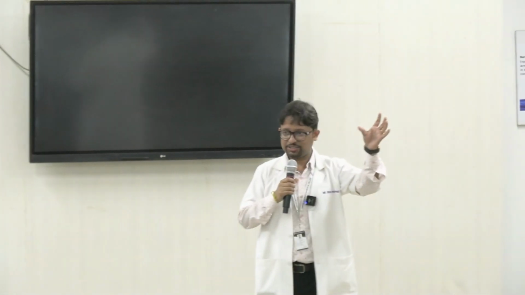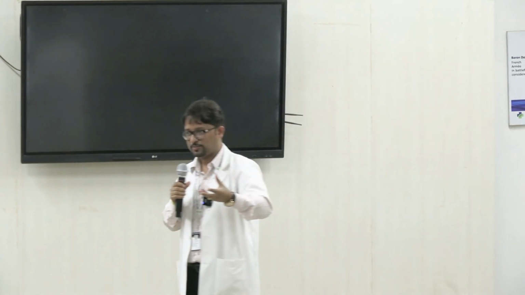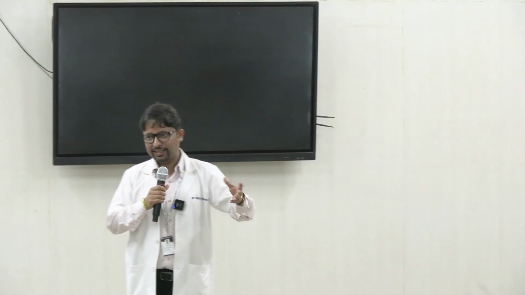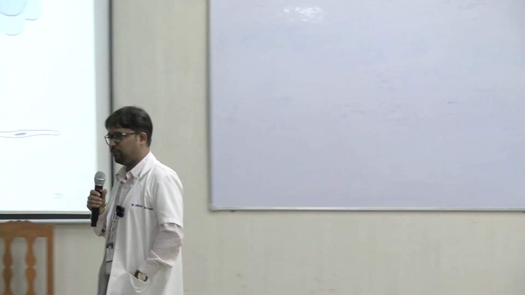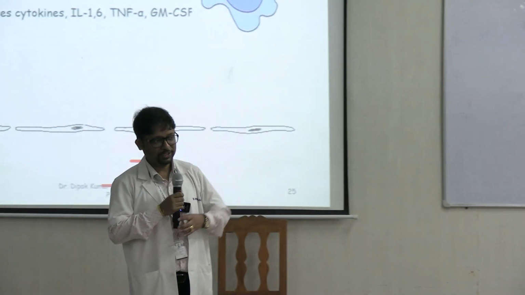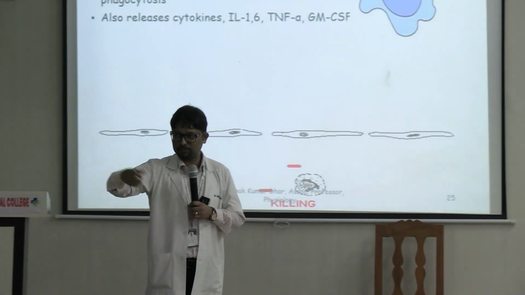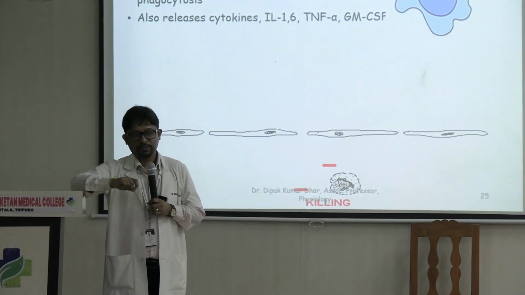Right? Macro means large. Phage comes from the word phagocytosis. So they can actually engulf hundreds and hundreds of bacteria, compared to a neutrophil which could engulf only say 5 to 10. So that's why neutrophils are also sometimes referred to as microphages.